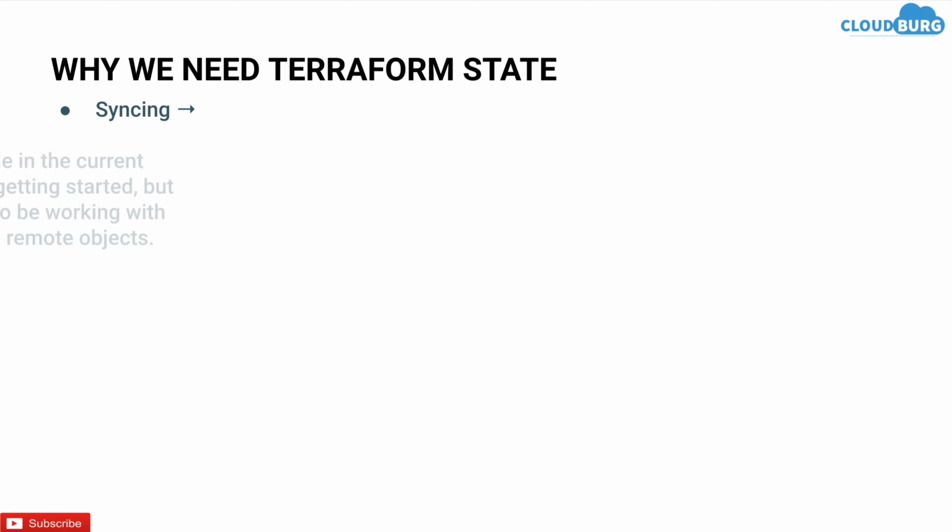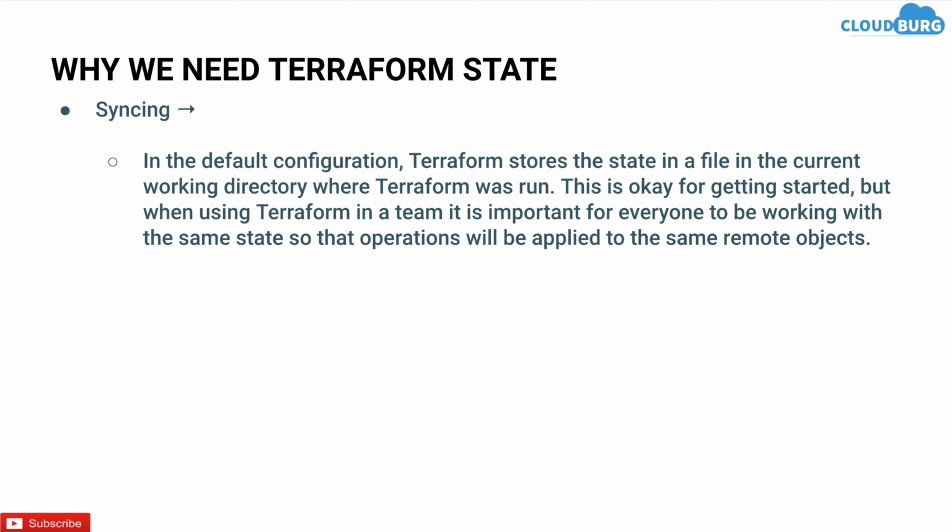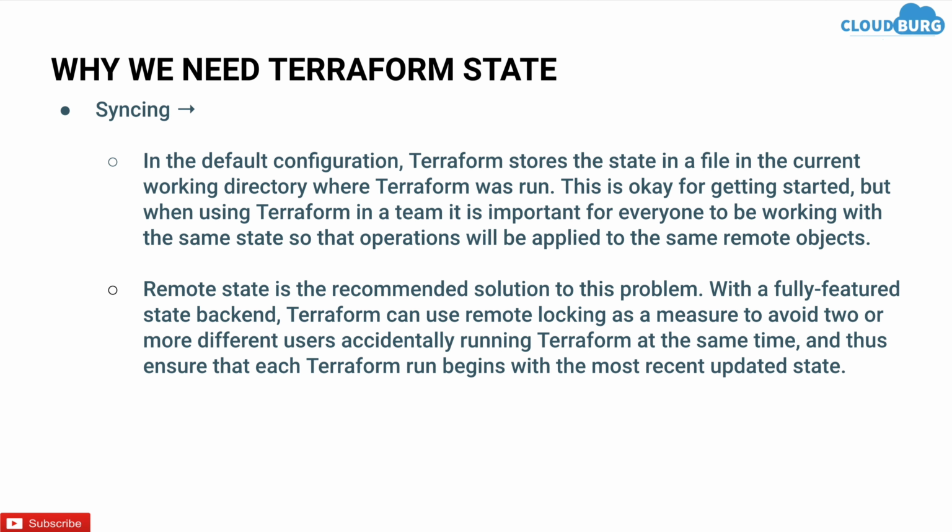Next point is syncing. In the default configuration, Terraform stores the state in a file in the current working directory when Terraform was run. This is okay for getting started, but when using Terraform in a team, it is important for everyone to be working with the same state so that operations will be applied to the same remote objects. Remote state is the recommended solution to this problem. With a fully featured state backend, Terraform can use remote locking as a measure to avoid two or more different users accidentally running Terraform at the same time, and thus ensure that each Terraform run begins with the most recent updated state.